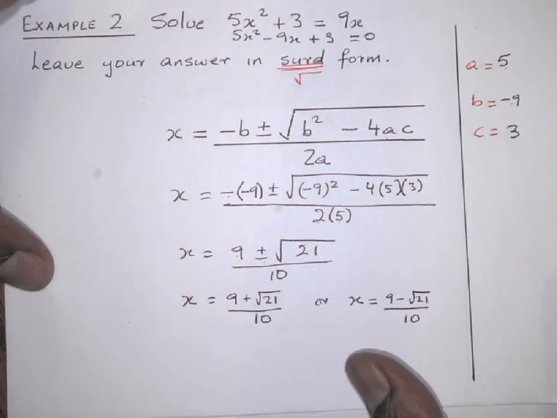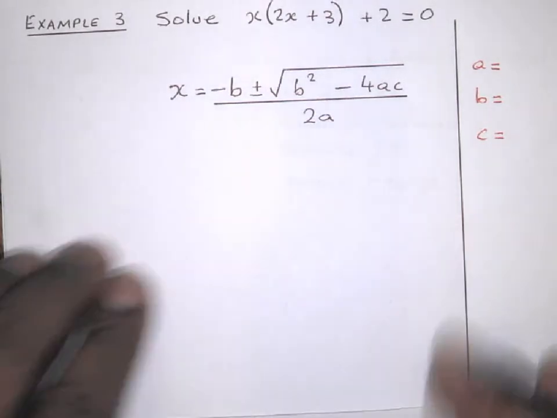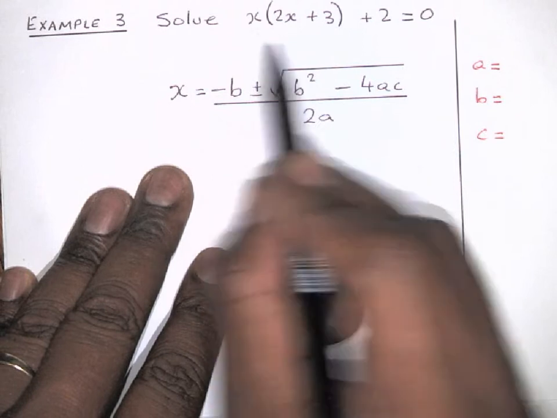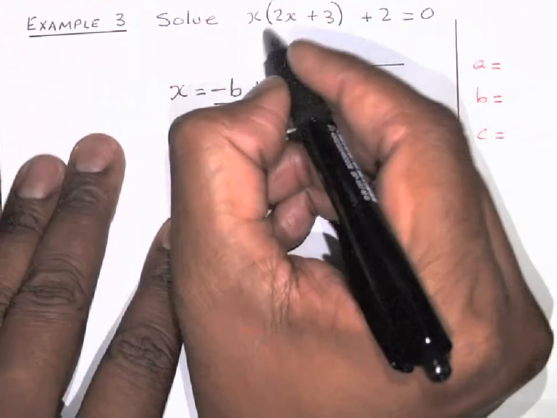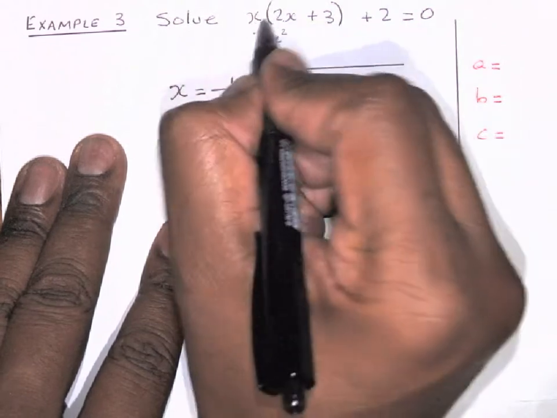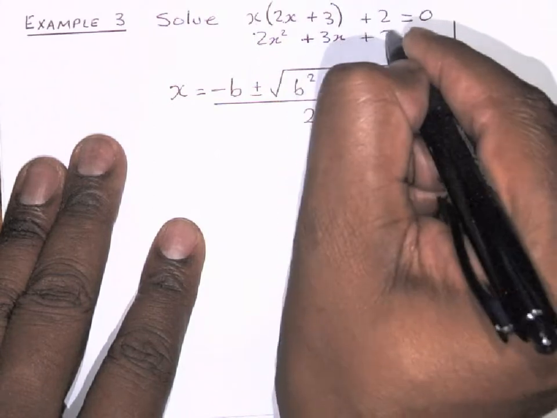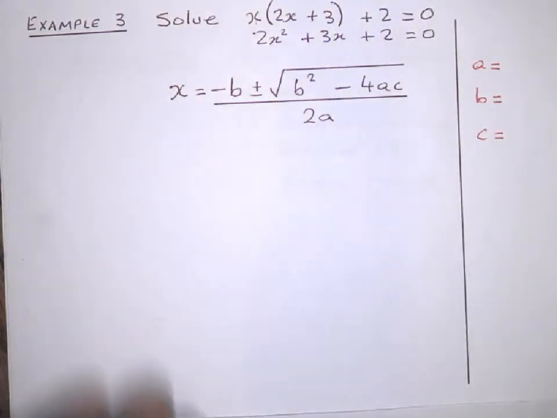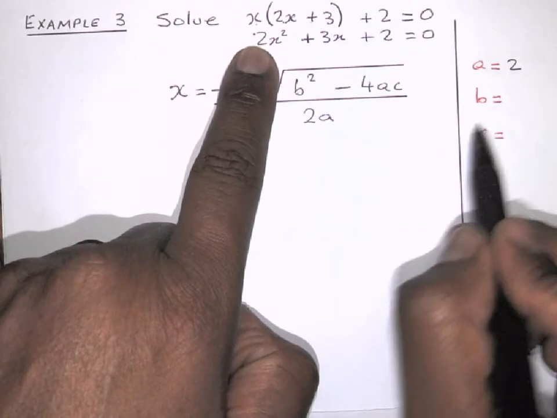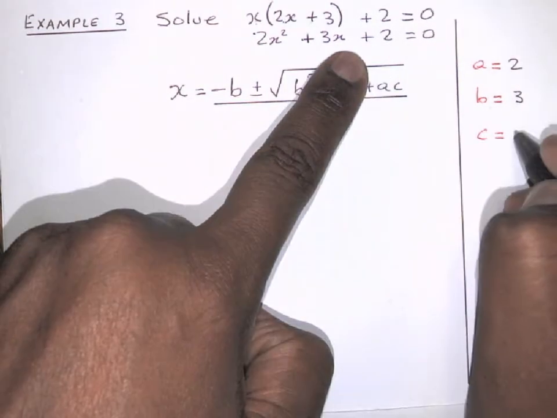Okay, that's easy. Let's look at another one. Again, when we look at this one here, it doesn't look nice because we've got brackets here. So we've got to remove these brackets. If I remove this bracket, x times 2x, we get 2x squared, and x times x plus 3, we get plus 3x, and then plus 2 is equal to 0. Now we can see that our a value is 2, the b value is a positive 3, so it's 3, and the c value is 2.